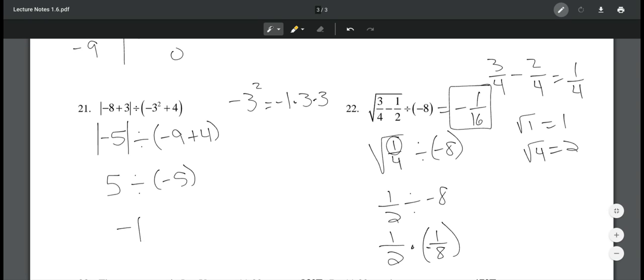So I hope this helps kind of go back over the rules for multiplying and dividing. If you have any questions, please feel free to ask.